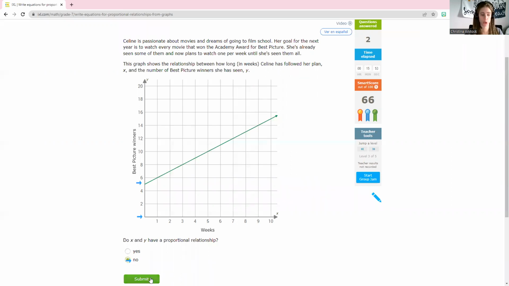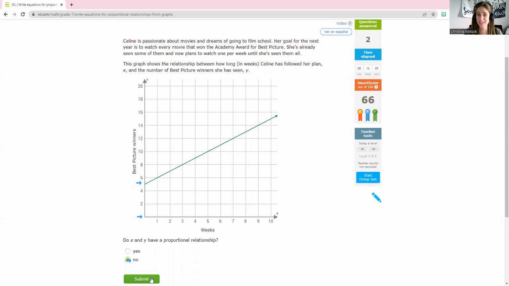And because it's not proportional, it's not going to ask us to write the equation, because the purpose of this IXL assignment is only writing equations for proportional relationships. So because this is a no, that's all you would have to do, and you can move on.